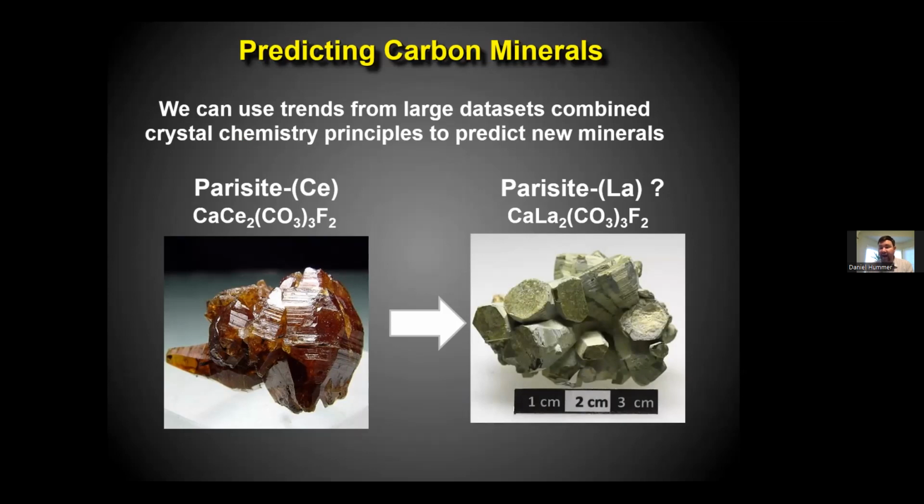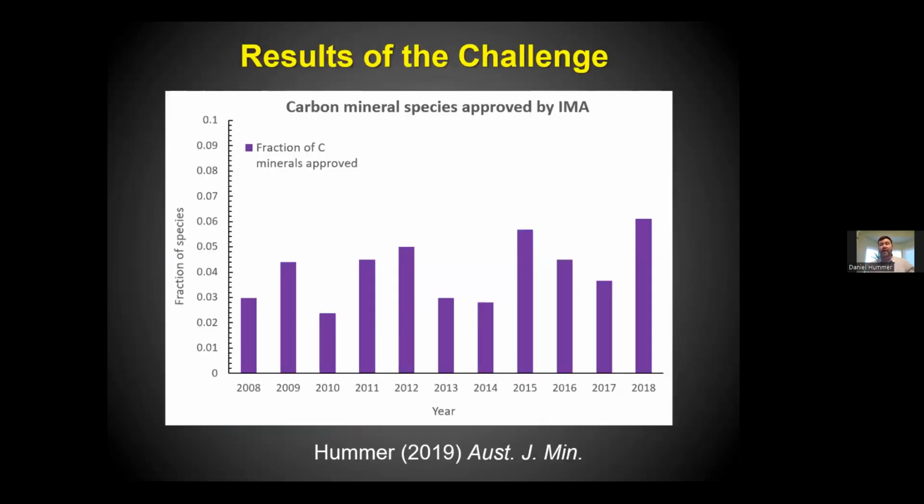And as it turns out, it was real. It was verified. We predicted parisite-(La). And indeed, that is one of the minerals that was found by a team during the challenge. So here's an actual photograph of parisite-(La), and I believe it was somewhere in Europe. I don't remember exactly where, but that is where parisite-(La) was found. So we made all of these predictions. We conducted this challenge for about 4 years.